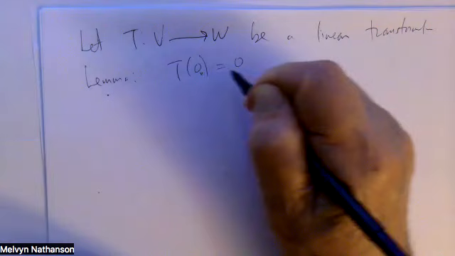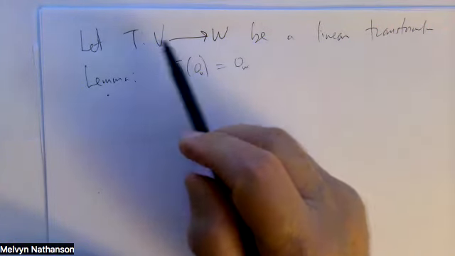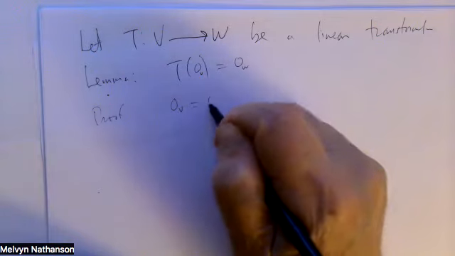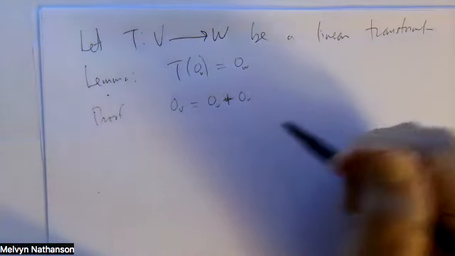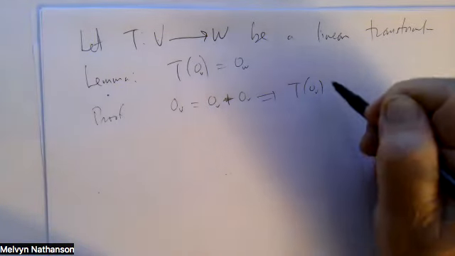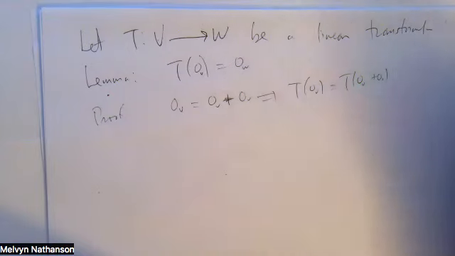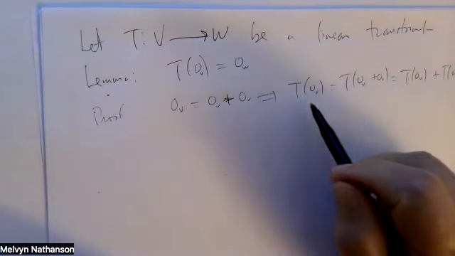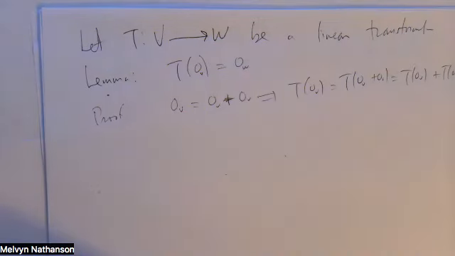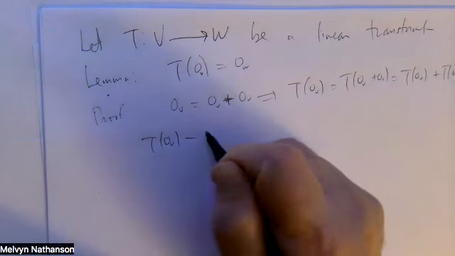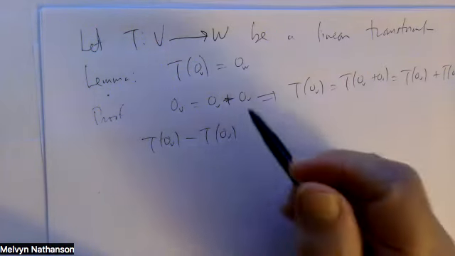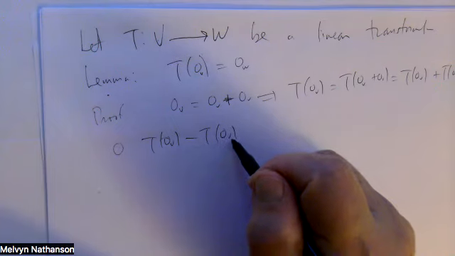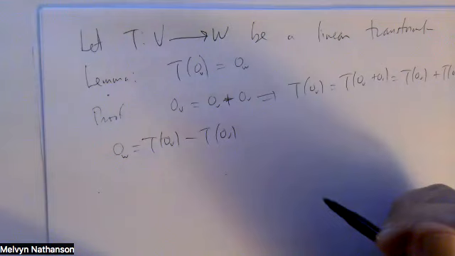Just to emphasize this, I'm going to write a little subscript V and a subscript W. Take the zero vector in V, T of that is the zero vector in W. And the proof simply comes from the fact that zero is zero plus zero. So T of zero is T of zero plus zero. Because T is a linear transformation, this is T of zero plus T of zero. I don't know what this vector is yet, but it's a vector, so it has an additive inverse. So T of zero minus T of zero, take a vector and subtract it from itself, you get zero. This is some vector in W, so the difference of two vectors in W that are the same is the zero vector in W.